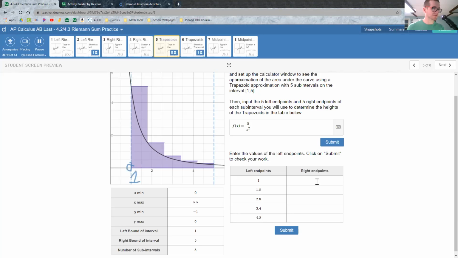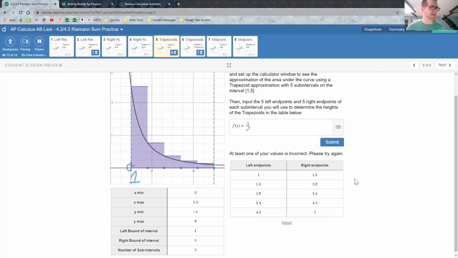For the right endpoints, well, I'm not starting at 1. My right endpoint is going to be 1.8, then 2.6, 3.4, 4.2, and I'm going to end at 5. Now, it's going to say your values are incorrect, even if you type this in, because when I initially coded it, I had it referencing the wrong table. So at least I know that.